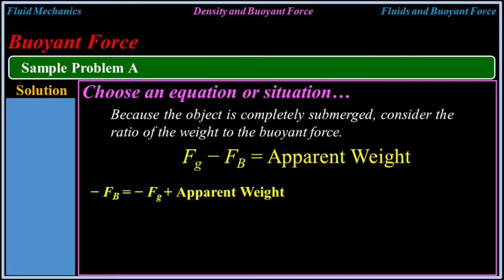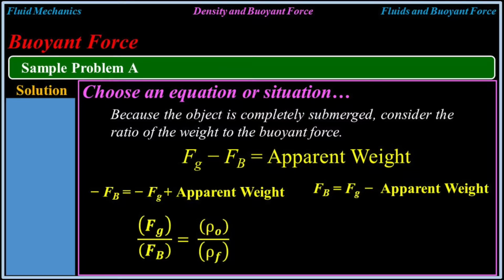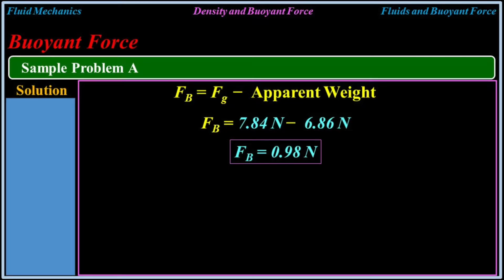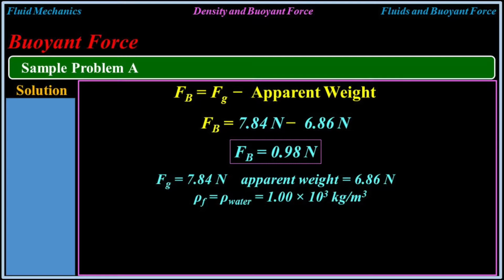Okay, rearrange, and you have negative FB, and then factor through, and you have FB, and then you have the ratios. Solve for rho naught, and then you have FB equals FG minus apparent weight. Then you're going to plug in to find the buoyant force, and the buoyant force is 0.98 newtons. Remember, we're trying to find the density of the object.